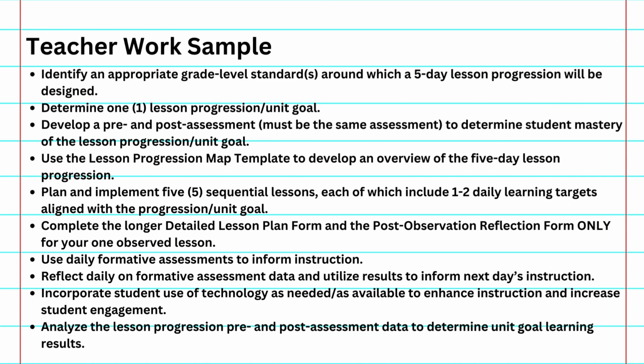You're going to determine one lesson progression unit goal, develop a pre and post assessment, use the lesson progression map template that's on Canvas to develop an overview of the 5-day lesson, plan and implement that 5-day sequential lesson, complete the longer detailed lesson plan for only one of your lessons, and that's the lesson that will be observed.